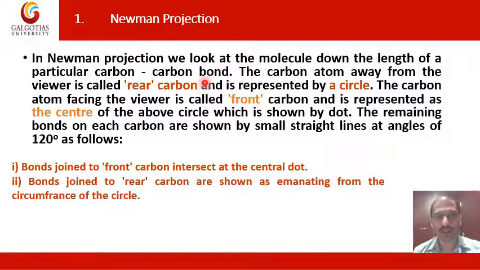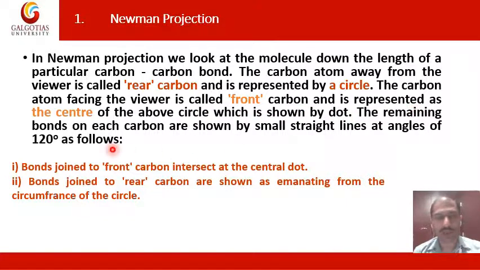In the Newman projection, we look at the molecule down the length of a particular carbon-carbon bond. The carbon atom away from the viewer is called the rear carbon. It is just a representation, and how to look at the molecule is very important. It is represented by a circle. The carbon atom facing the viewer is called the front carbon atom and is represented as the center of the circle, shown by the dot.